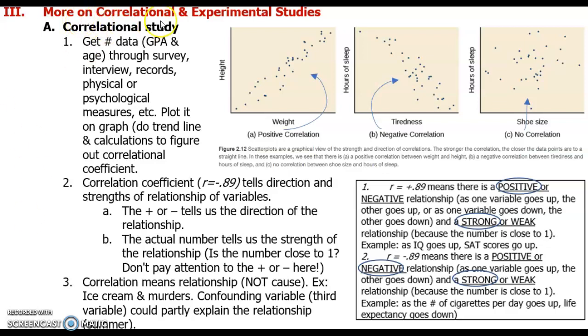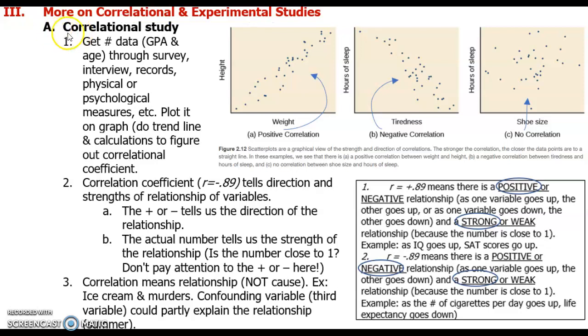Let's talk a little bit more about correlational studies and experimental studies. So remember, correlational studies are all about relationships. How are two variables related? And experimental studies are all about the cause. Does one variable cause a change in the other variable? So correlational is relationship, experimental is cause. Let's talk a little bit more about correlational first.